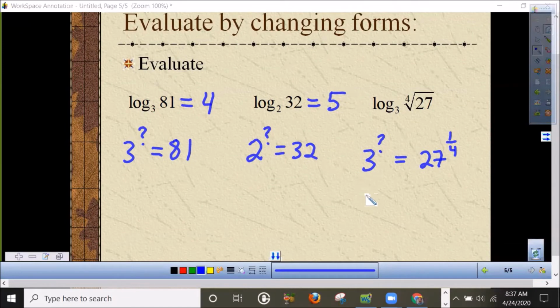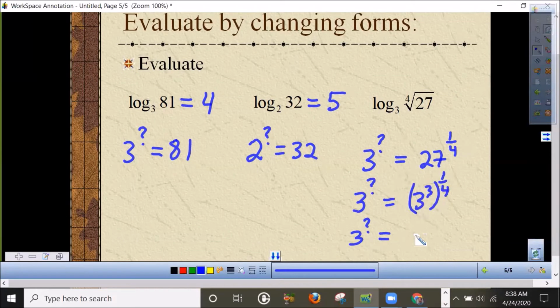I'm going to solve this problem by trying to get equal bases. 3 to some power is equal to, well, 27 could be written as 3 to the 3rd power, and 3 to the 3rd power to the 1/4 power. We can now use a property of powers to multiply 3 times 1/4, and now we can see that that unknown power would be 3/4. So the log base 3 of the 4th root of 27 is 3 over 4.